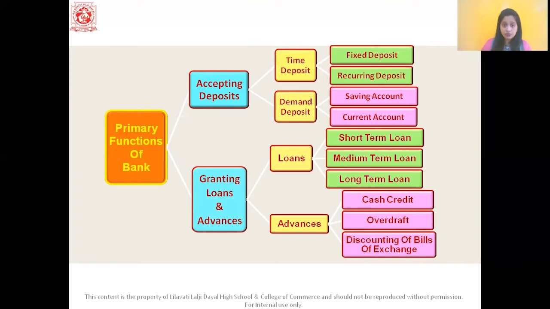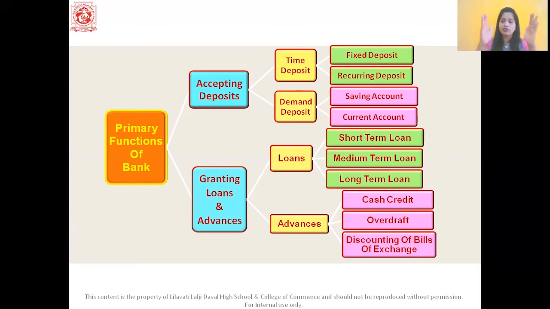Then you have the second function, that is granting loans and advances. There are two types: first is granting loans, second is advances. In granting loans, you have three types of loan: short-term loan, medium-term loan, and long-term loan. Short-term loan ranges from 0 to 1 year, medium-term loan will range from 1 to 5 years, and long-term loans will range from more than 5 years. Then in advances, you have cash credit, overdraft, and discounting bill of exchange.